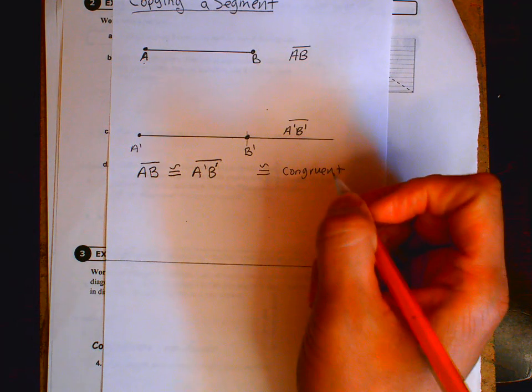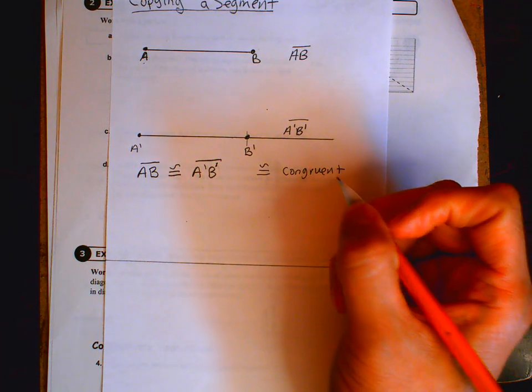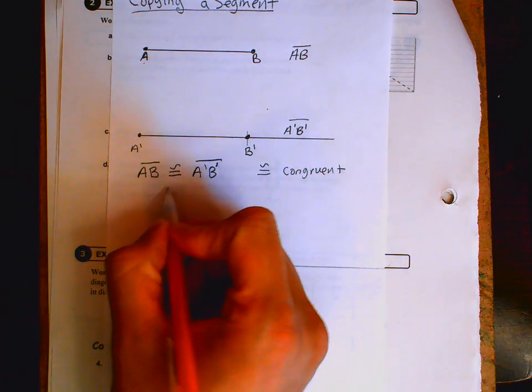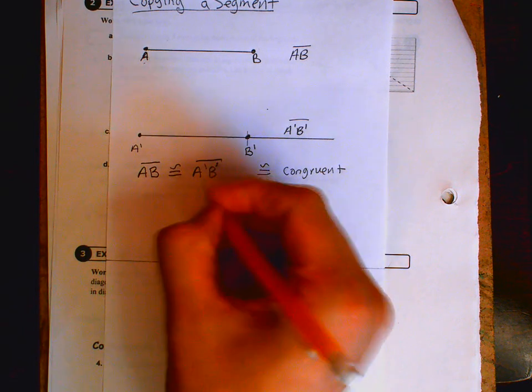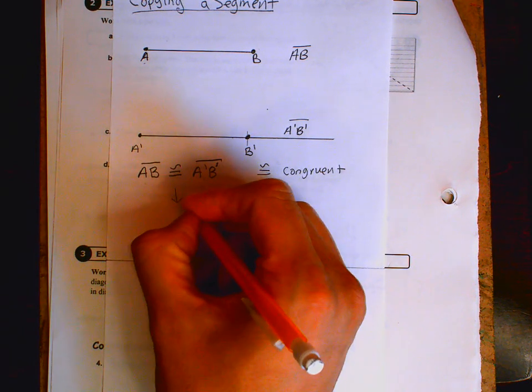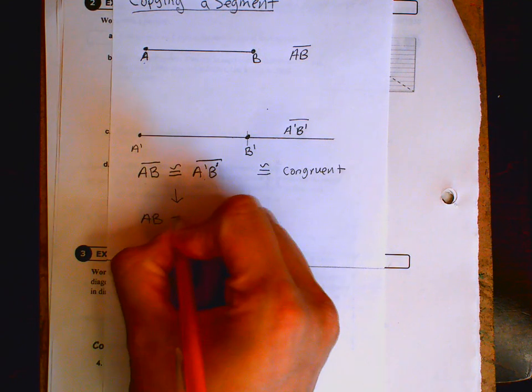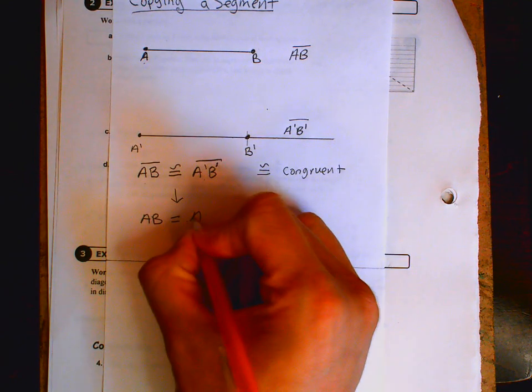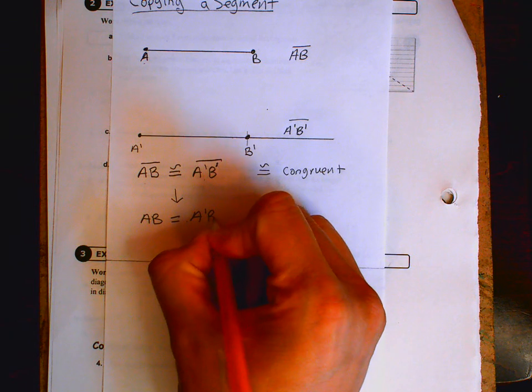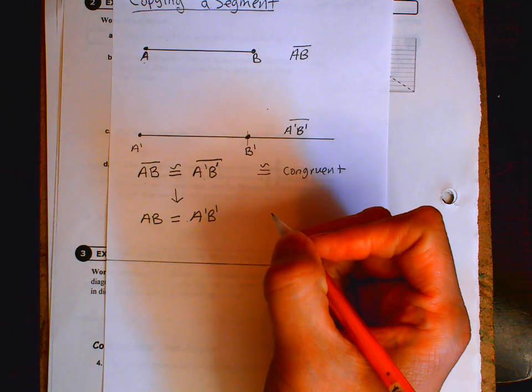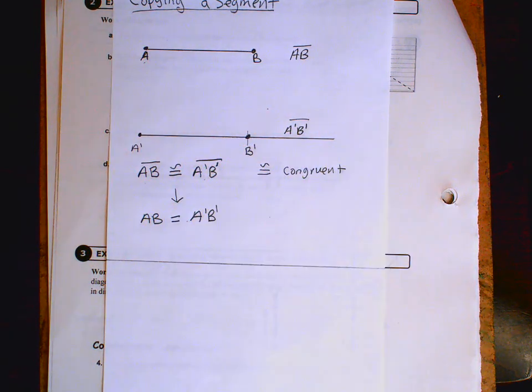Now, what does that mean? It means that the lengths are equal. Okay, so the fact that these two segments are congruent implies that segment AB is equal to segment A prime B prime. Now, if we wanted to measure this, we could simply grab a ruler and measure it.